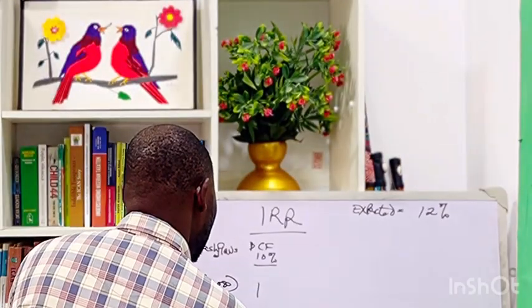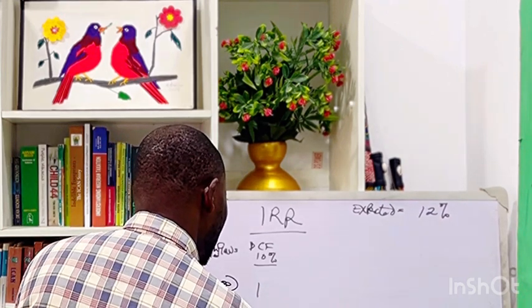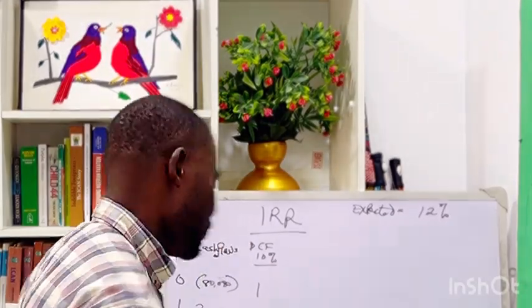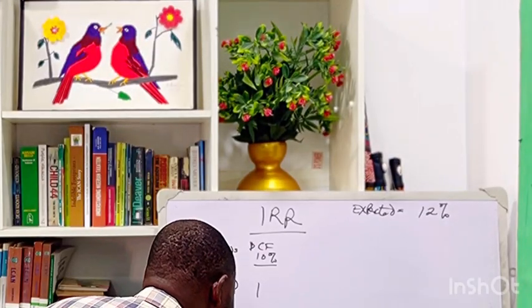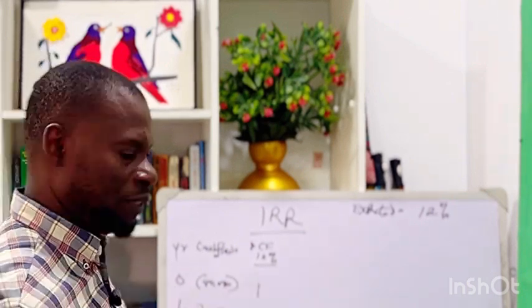The next one should be 0.909. This is 0.826. 10% is really easy, if you do this a lot of times, you could just remember all. So 0.751, and then the next one is 0.683. Good. This is using 10%.